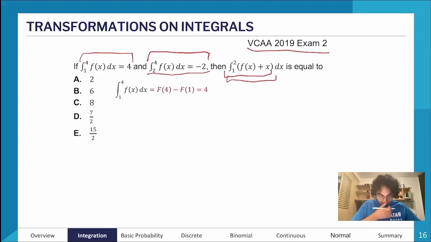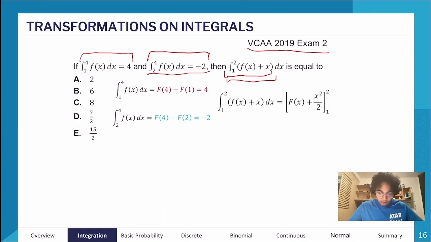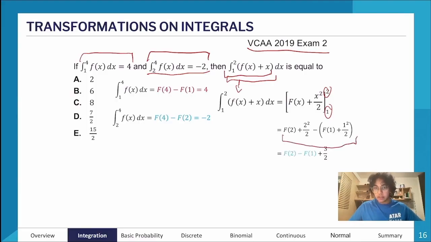Okay, so what does this first integral tell me? It tells me that capital F of 4 minus F of 1 is equal to 4, right? The second integral tells me F of 4 minus F of 2 is equal to negative 2, right? And then if I work out what this integral is here, I get capital F of x plus x squared over 2 integrated from 1 to 2. So now I just sub that in, and I will get this expression here. Then it's a matter of simplifying that expression. So I see I get F of 2 minus F of 1 plus 3 on 2, right?